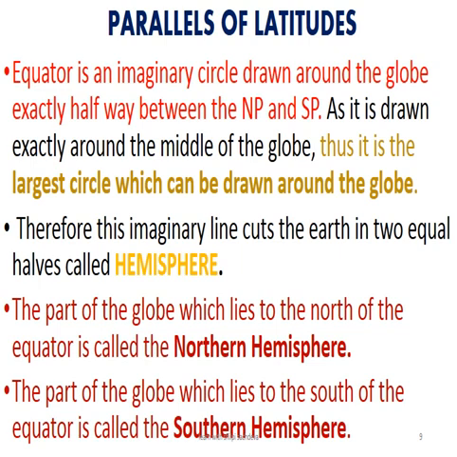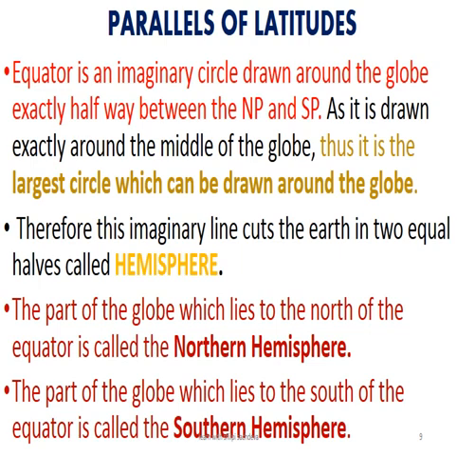So here we can say equator is an imaginary circle drawn around the globe exactly halfway between the North Pole and the South Pole, as it is drawn exactly around the middle of the globe. Thus, it is the largest circle which can be drawn around the globe. Therefore, this imaginary line cuts the Earth into two equal halves called hemispheres, that is northern hemisphere and southern hemisphere.